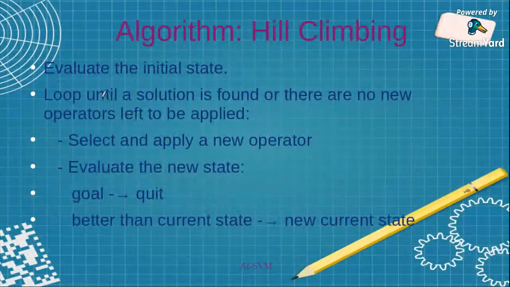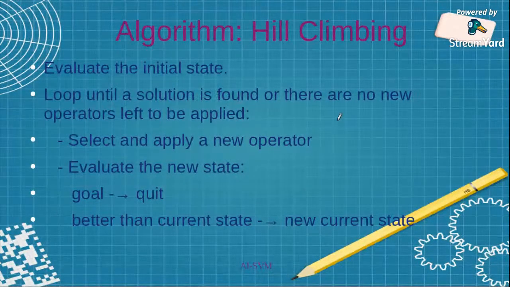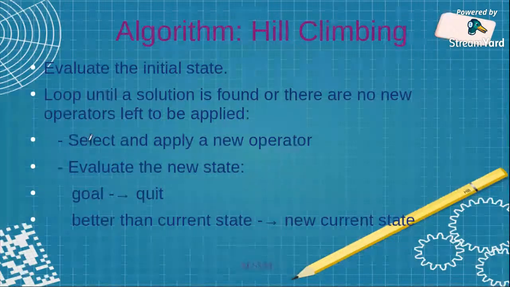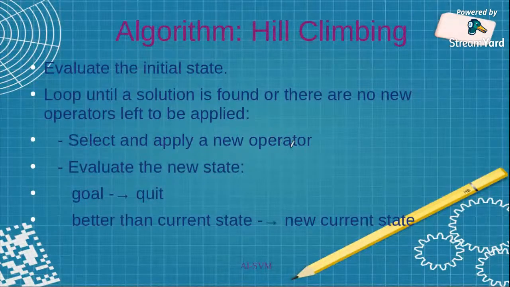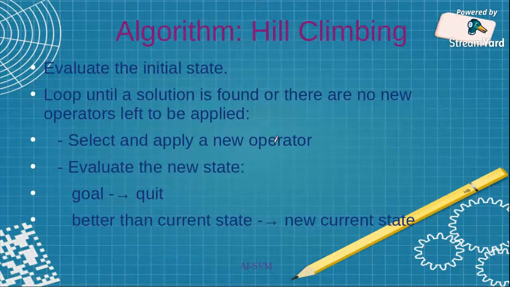So evaluate the initial state, loop until a solution is found or there are no new operators left to be applied. Select and apply a new operator. New operator in the sense, take a left move, a right move, a front move, a back move, whatever. Four moves are possible if you are talking about a chessboard. Or if you talk about a chessboard, eight moves are also possible. So look into all eight directions.